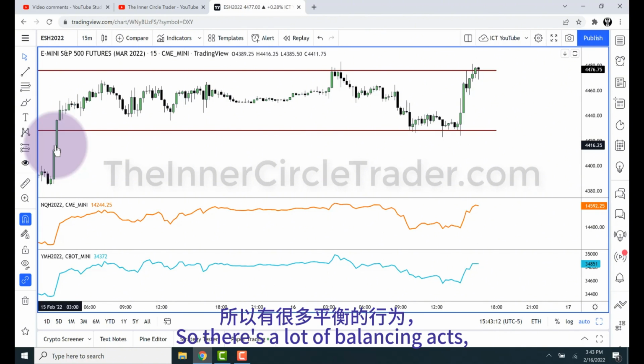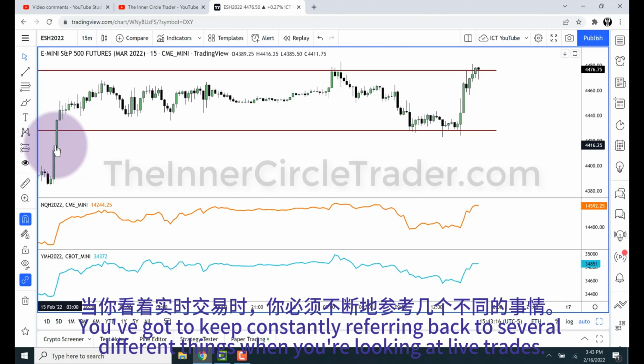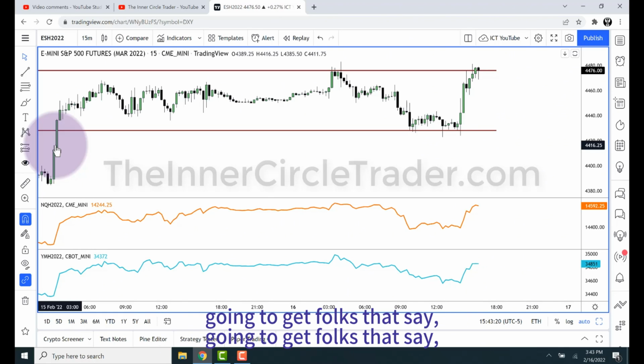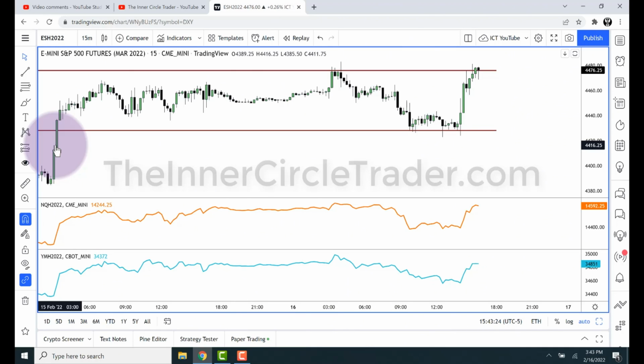So there are a lot of balancing acts, like plate spinning. Many times I've used that analogy. You have to keep constantly referring back to several different things when you're looking at live trades. Now, you're going to get folks that say, well, you're overcomplicating, you're putting too many things in there. To me, this isn't complicated. It's just what I'm used to doing.